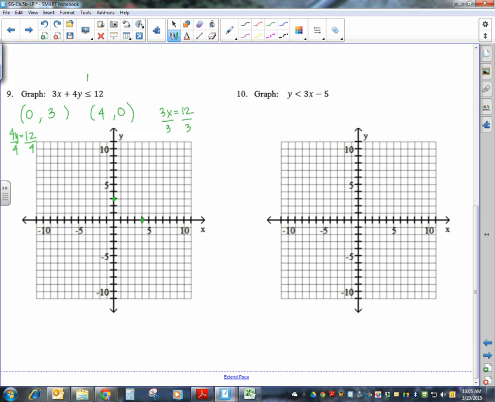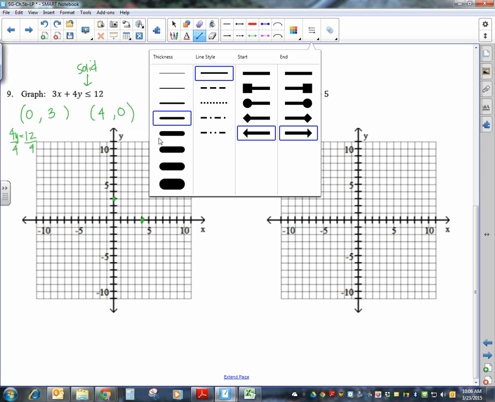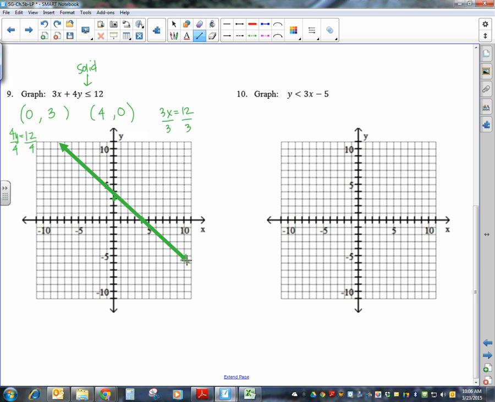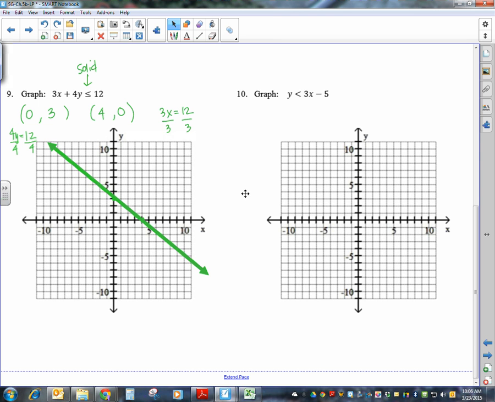This time it's an inequality, so I have to decide whether the line is solid or dotted. Because it has the equal sign, I know that it's solid. So I'm going to go draw that line real quick. Let's take that one, but we'll change it to a solid line and connect these. I did miss on that second point, so I'm going to fix it. I'm connecting my intercepts, and now I have to decide where to shade.